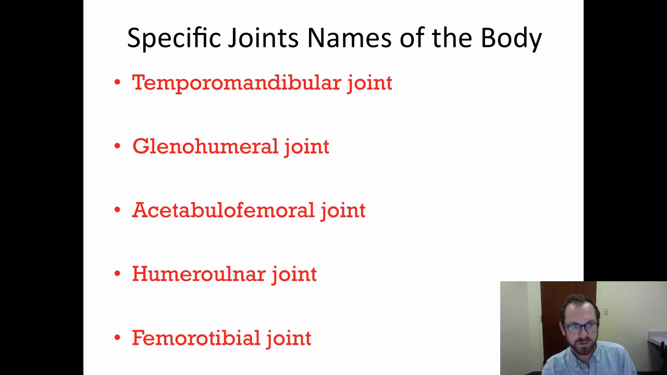So this first joint, the temporomandibular joint, that is at your temple and your mandible. And so this is your jaw joint. This is an example of a hinge joint. Next is your glenohumeral.